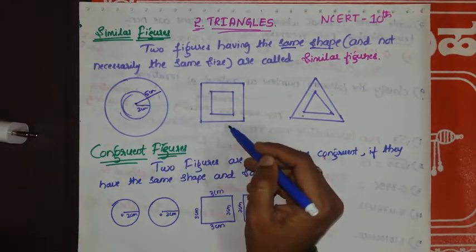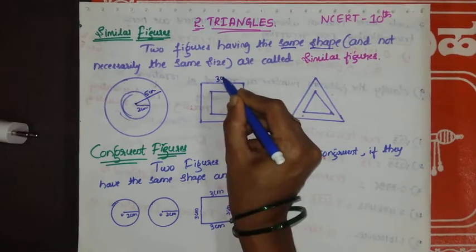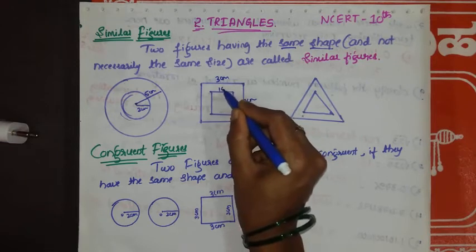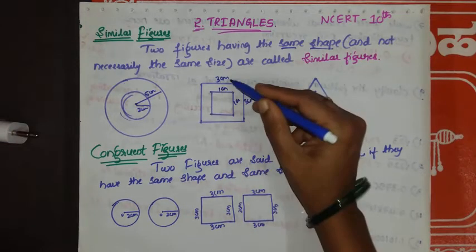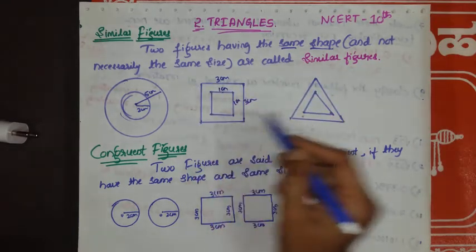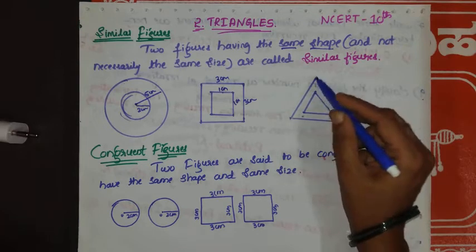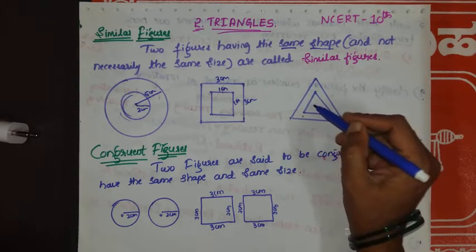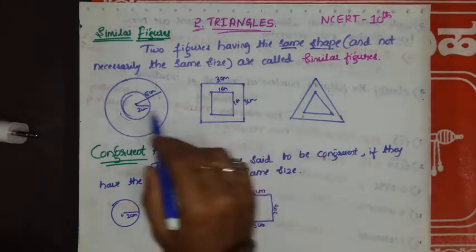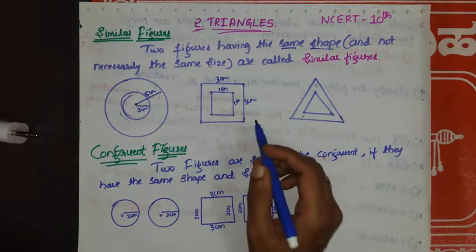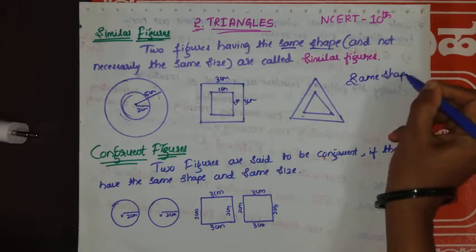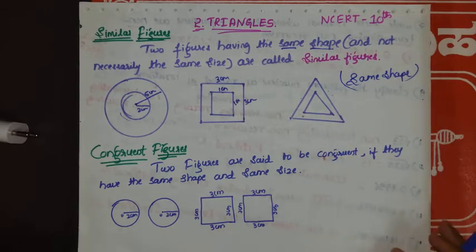So here also we have squares. Consider the sides are 3 centimeter, and another square with sides 1 centimeter. Here the sizes are different but the shapes are the same. In this case also, the two triangles have the same shape but different lengths. So these are the similar figures. Similar figures have the same shape, only the same shape. Next, congruent figures.